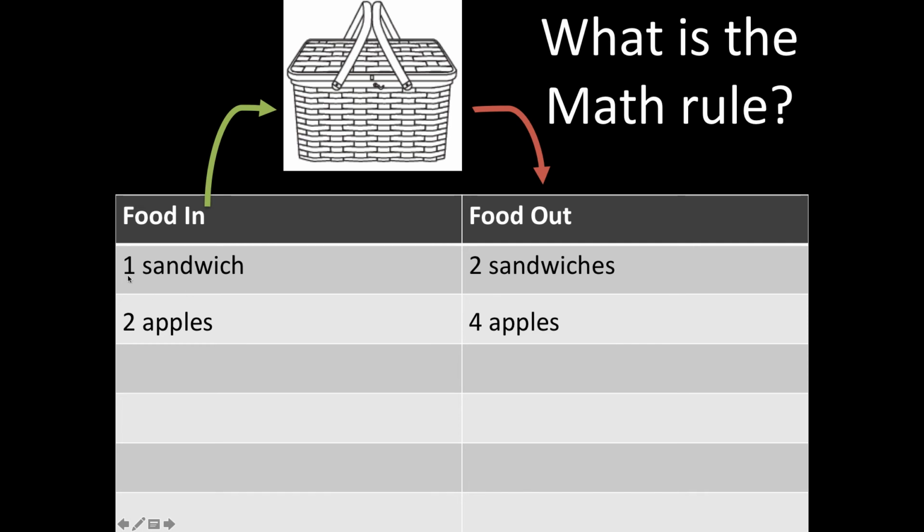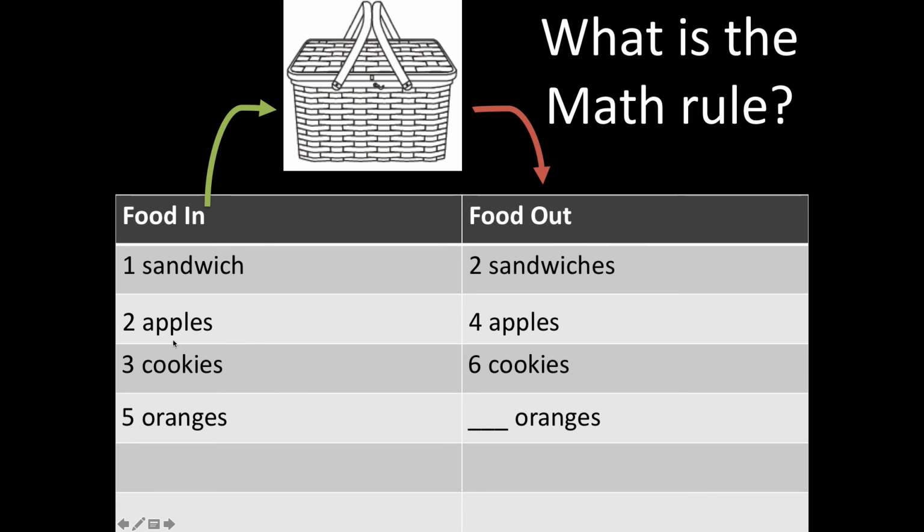So let's see, 1 and 2. 1 sandwich goes in, 2 sandwiches come out. 2 apples go in, 4 apples come out. Let's try one more time. We have 3 cookies going in, and when you get to the park, you pull out 6 cookies. Let's try it again. So start thinking about that rule, because this one you're going to do on your own.